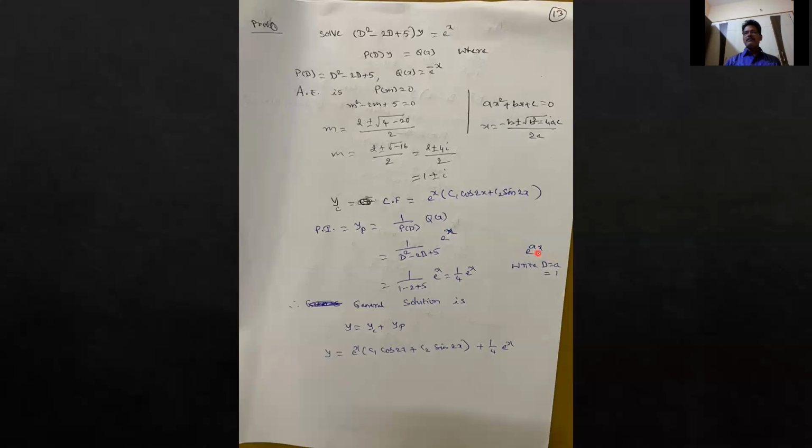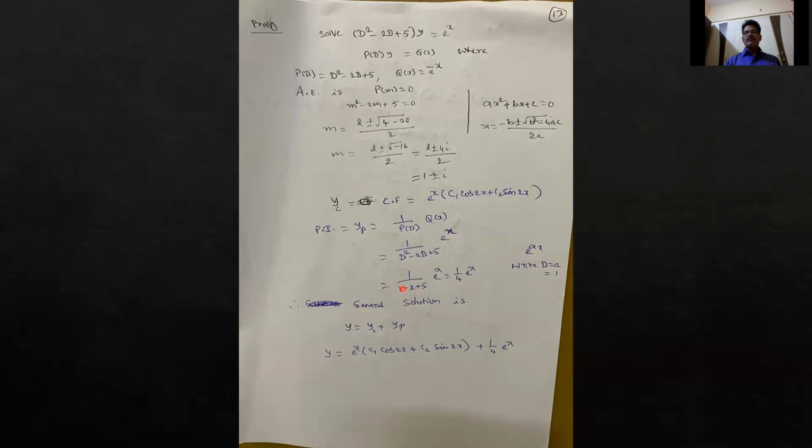Comparing with e power ax equal to e power x, write D equal to a. In place of a here, e power x gives 1. So a is 1, that is D equal to 1. Substitute 1: it is not 0. So 1 minus 2 plus 5 is 4, so 1 by 4. Here P of a, P of 1, is not equal to 0.